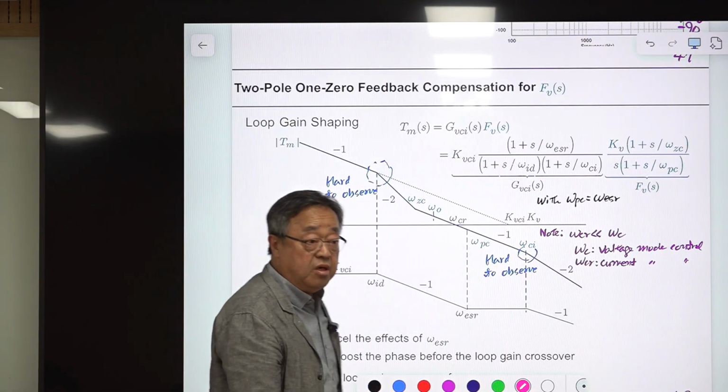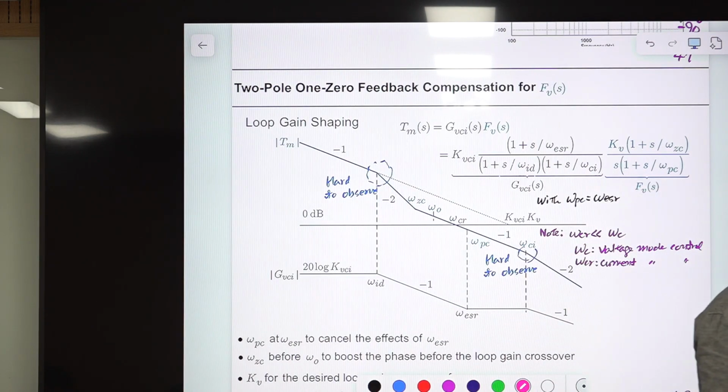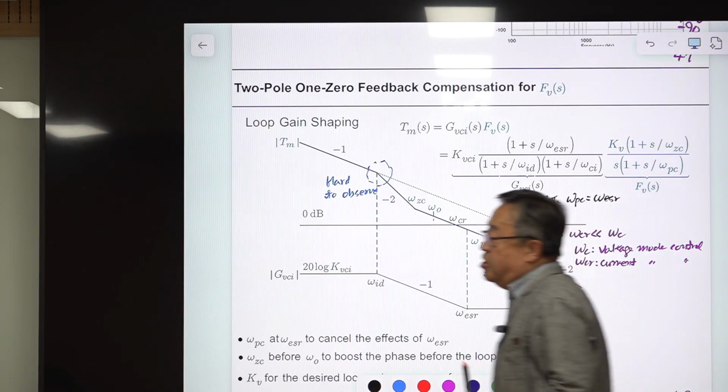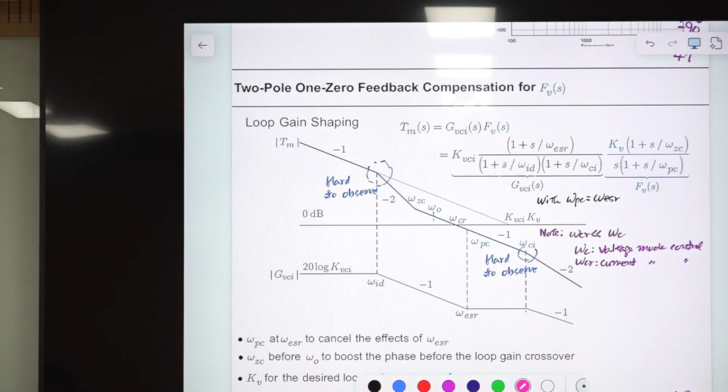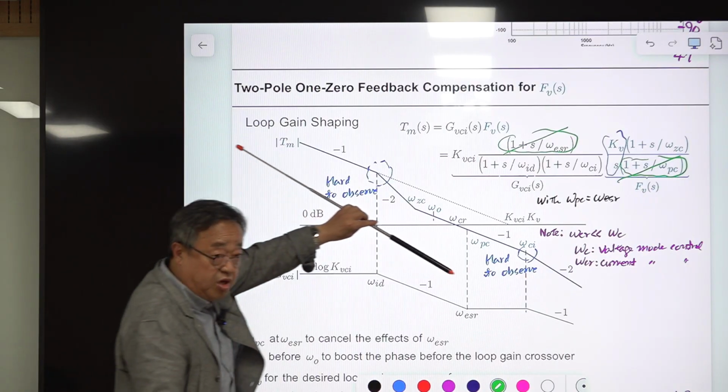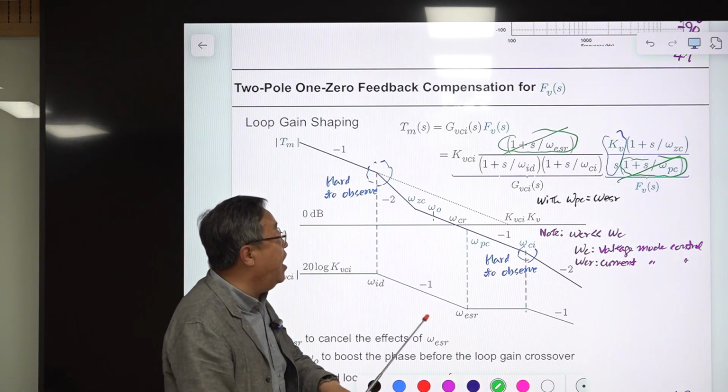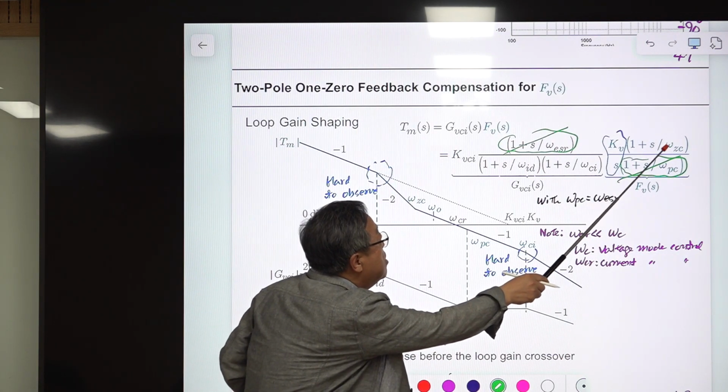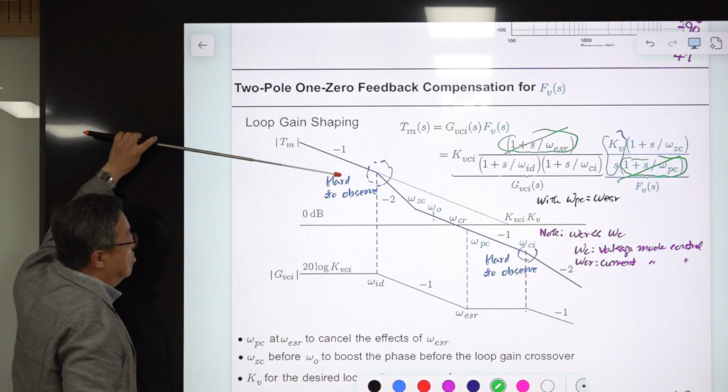Why do you need this? For DC regulation. Our prime purpose is to regulate our voltage at a fixed value. For that purpose, you should have this integrator. So the integrator is coming here, and you have this pole. The pole is needed to cancel this omega ESR. Why is that? You have this -1 slope for a wider frequency range. And you need this zero, because you have the integrator here.